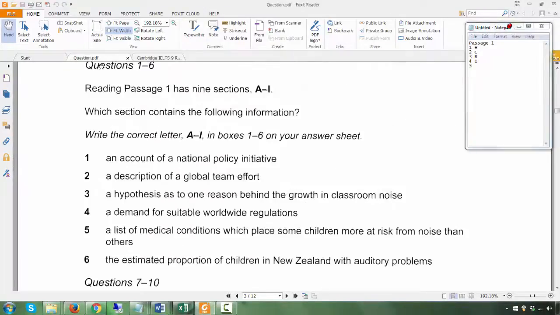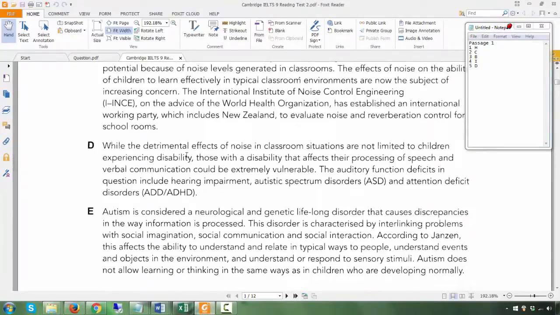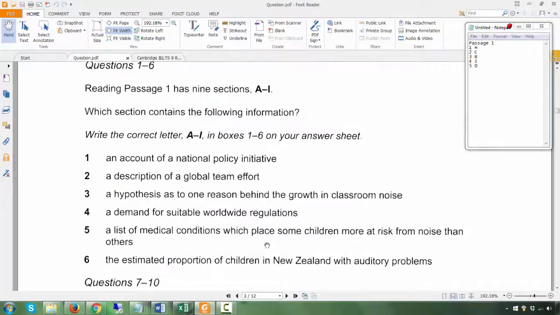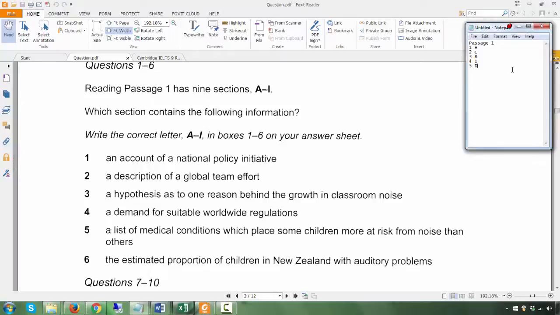Question 5. A list of medical conditions which place some children more at risk from noise than others. It will be in D. So there should be a list of medical conditions. While the detrimental effects of noise in classroom situations are not limited to children experiencing disabilities, those with a disability that affects their processing of speech and verbal communication could be extremely vulnerable. So it affects everyone, but those with such disabilities, the auditory function deficits in question, include hearing impairment, autistic spectrum disorders, and attention deficit disorders. People with these conditions would be affected in a greater way. So 5 is D.